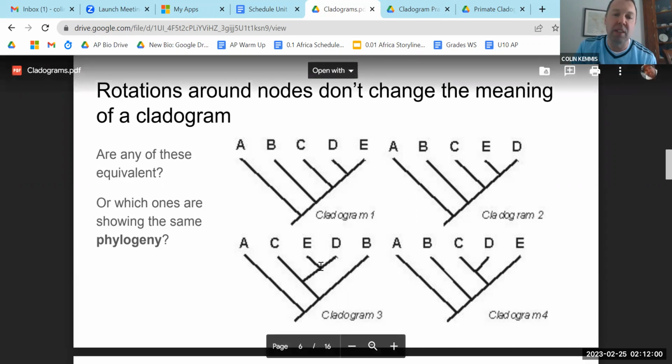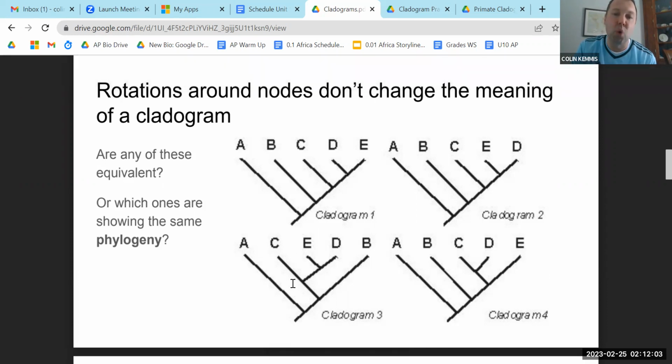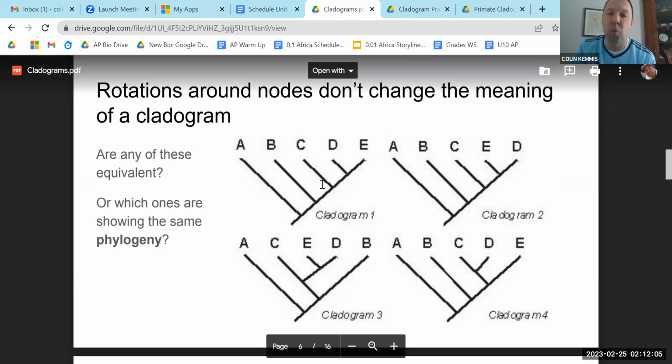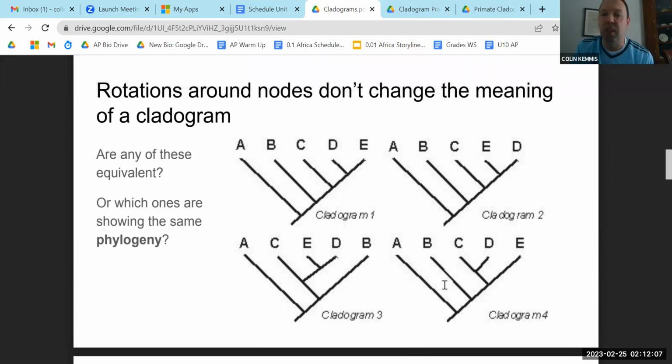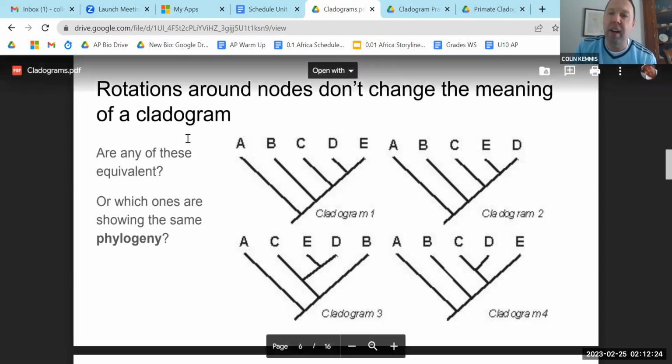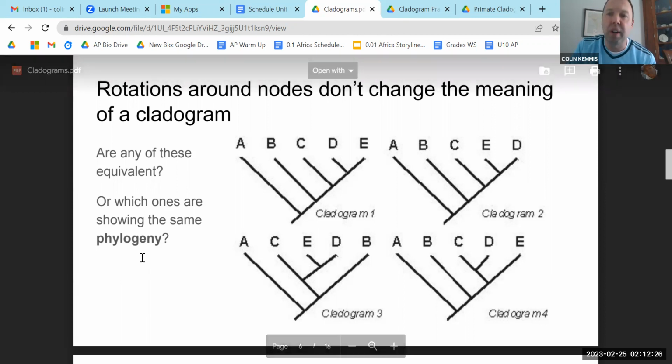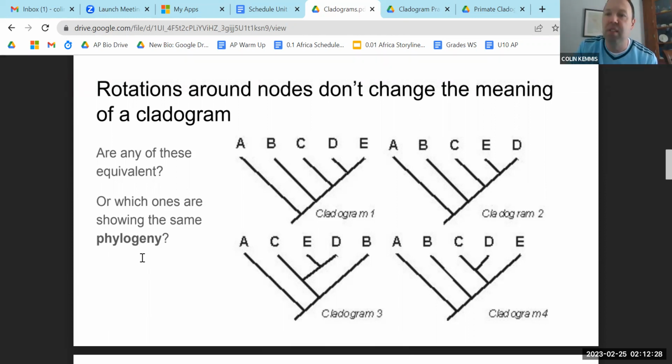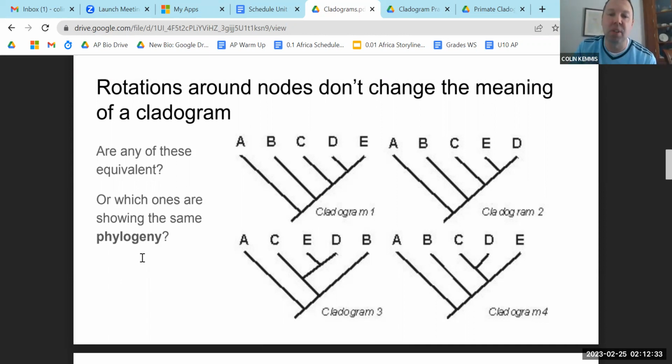E and D split latest on this one, and then C and then B. This one would be equivalent to 2 and 1. 4 is not equivalent. Look at this branch here for E. It is longer. It goes back to a more ancient common ancestor than C and D, but it's different. Different phylogeny there. Phylogeny and cladograms and evolutionary family tree kind of all mean the same thing. It's the genetic family tree or the evolutionary family tree.